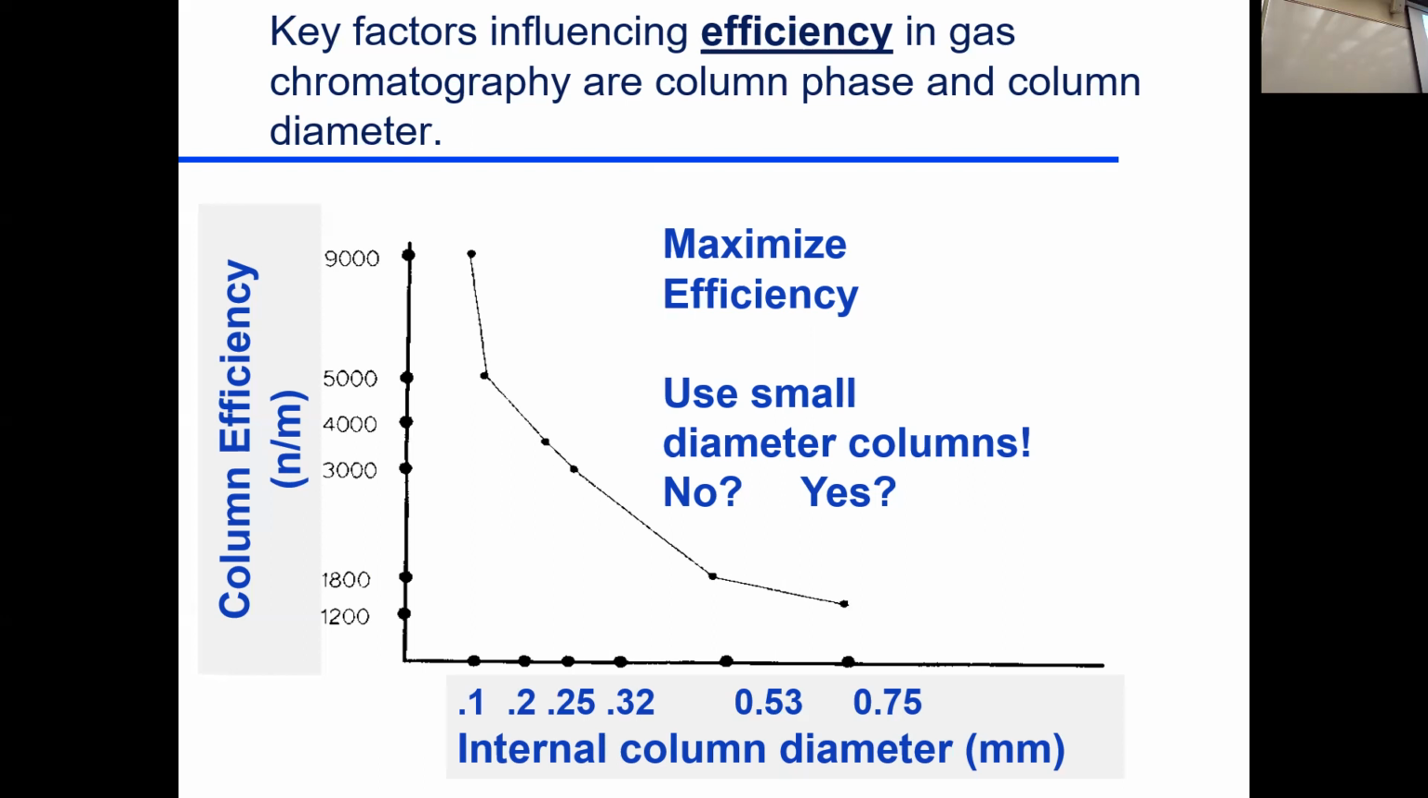You'll see sometimes work is done on 0.32 or 0.53, and you wonder why. It's just not an efficient place to work. So small columns: 0.25, 0.32. 0.25 is my favorite.